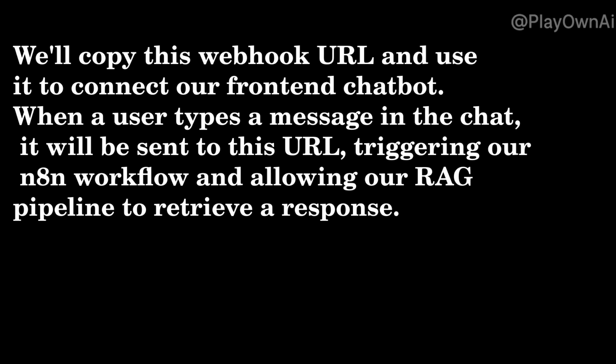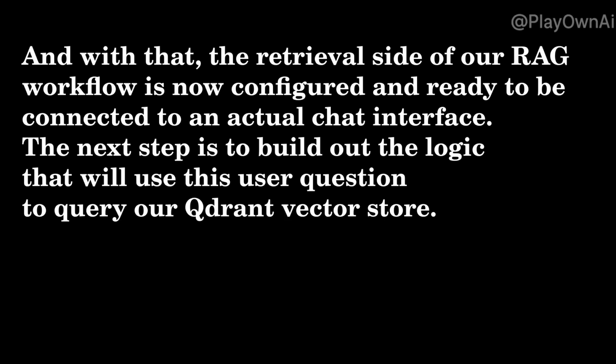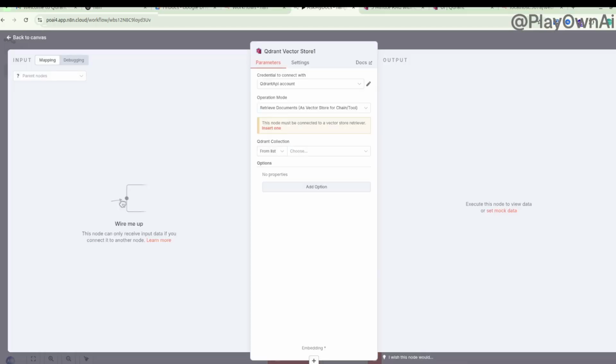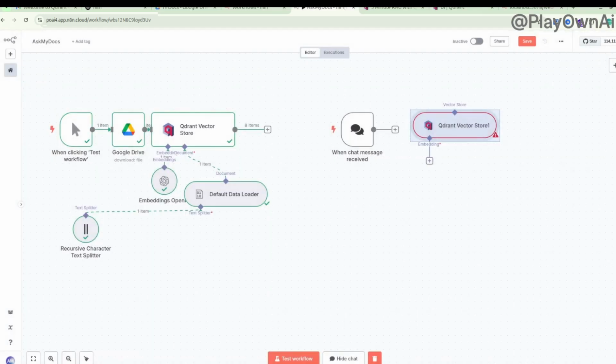And with that, the retrieval side of our RAG workflow is now configured and ready to be connected to an actual chat interface. The next step is to build out the logic that will use this user question to query our Qdrant vector store. Now add the Qdrant vector store node. This stores your embedded chunks and acts as the knowledge base. Connect your Qdrant credentials and select your collection, for example, HR book.